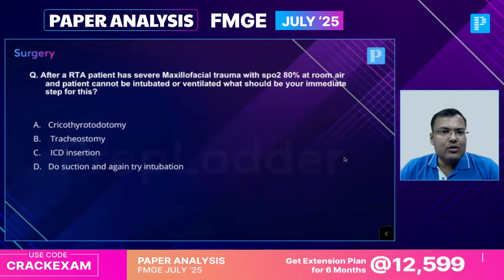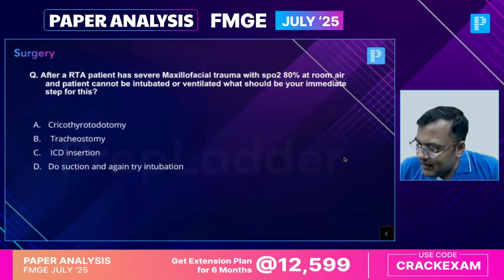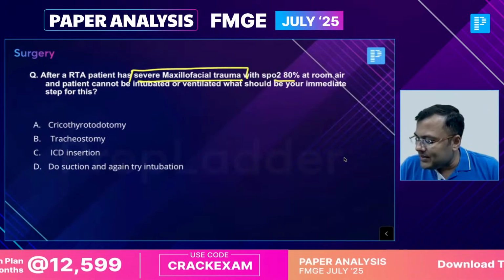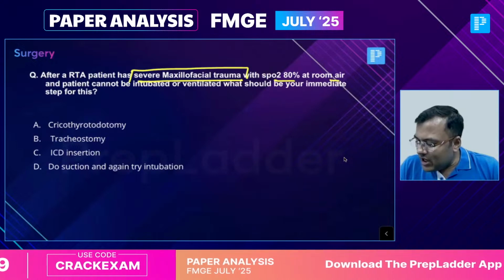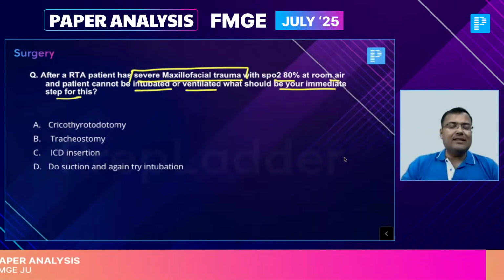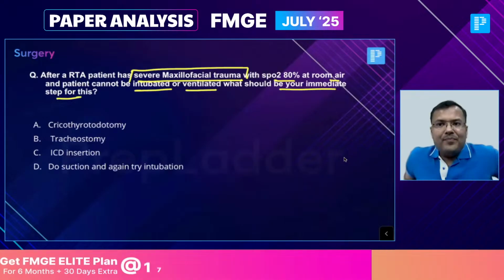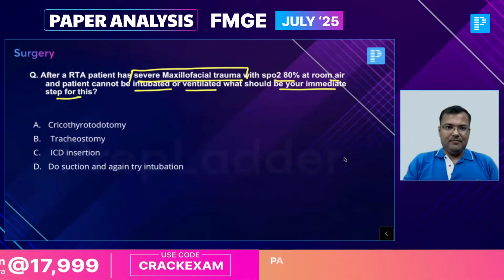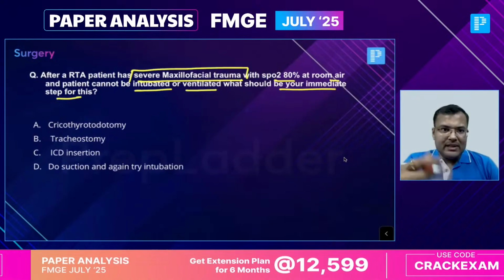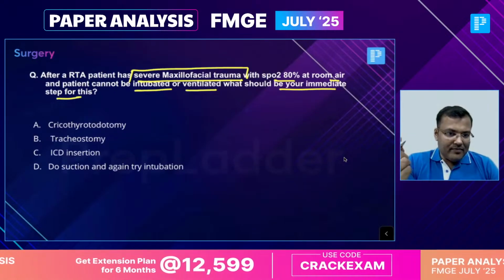Next, after road traffic accident, patient has severe maxillofacial trauma. A famous question, it has come many times. SpO2 80% at room air. Patient cannot be intubated or ventilated. What should be your immediate step? Guys, tell me what's the correct answer. Waiting for your reply. Easiest question. Immediate step. Patient is having severe maxillofacial trauma. That's why patient cannot be intubated.